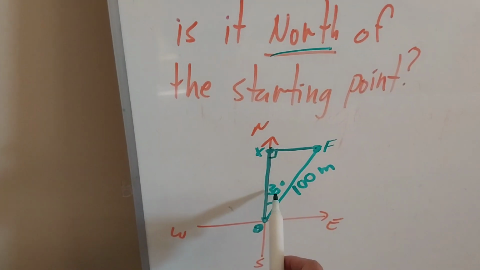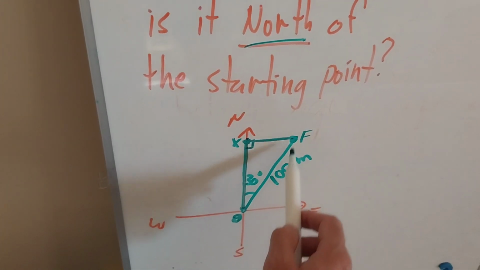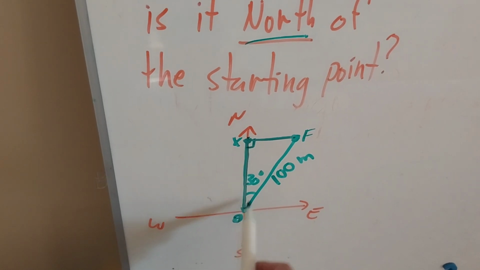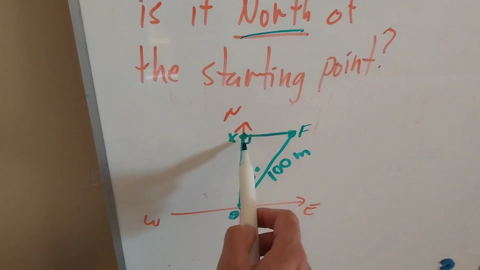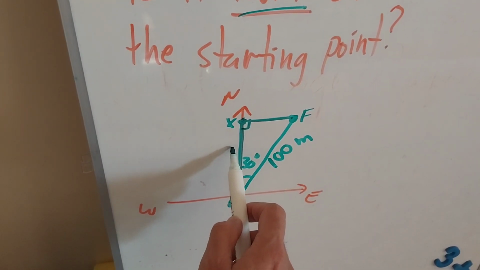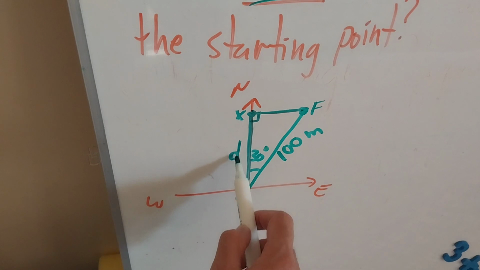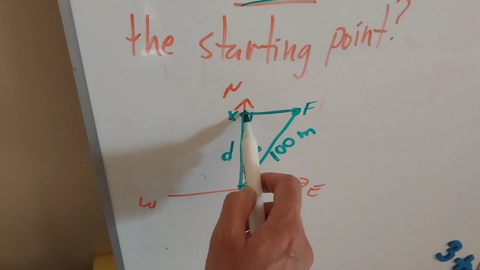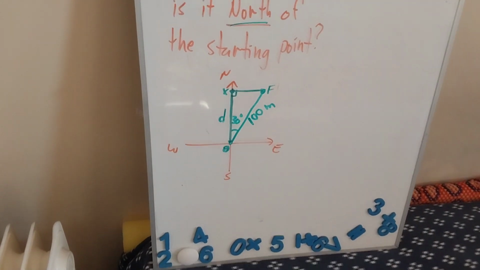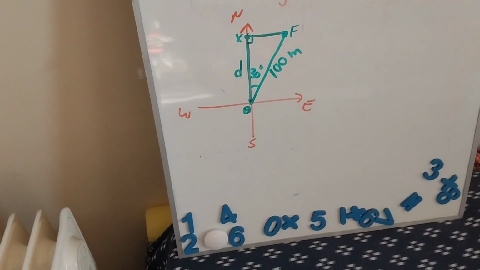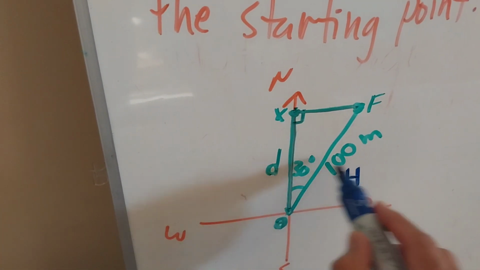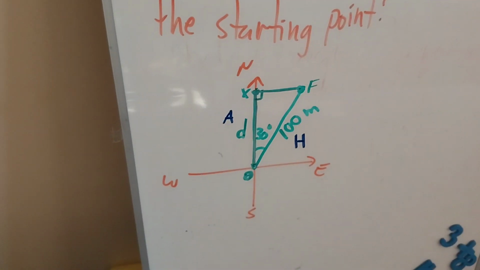So we've got the angle over here and we've got the hypotenuse. The hypotenuse is 100 meters. We are finding the opposite side or the adjacent side. The opposite side is this. We're not finding that. We are finding the adjacent side, right? So let's call it the distance. How far is the distance from the starting point north, from O to point X? So we have got the hypotenuse and we have got the adjacent side. This is the hypotenuse and this is the adjacent side.